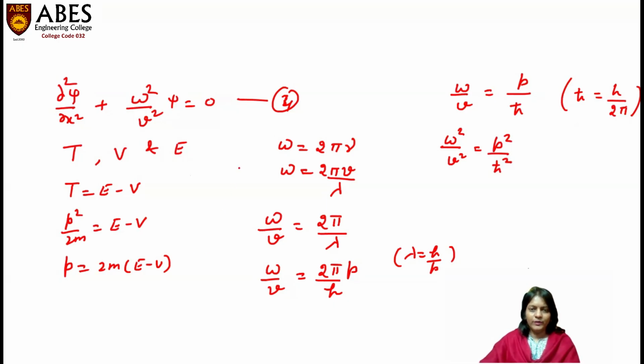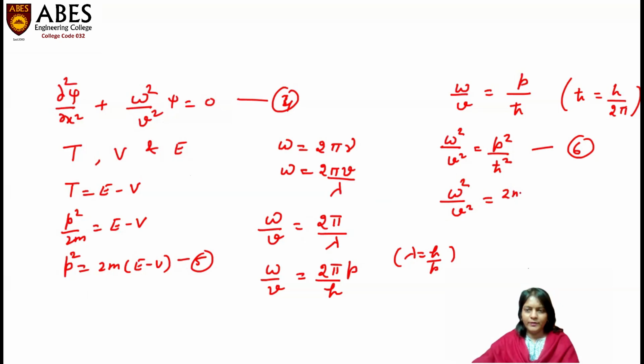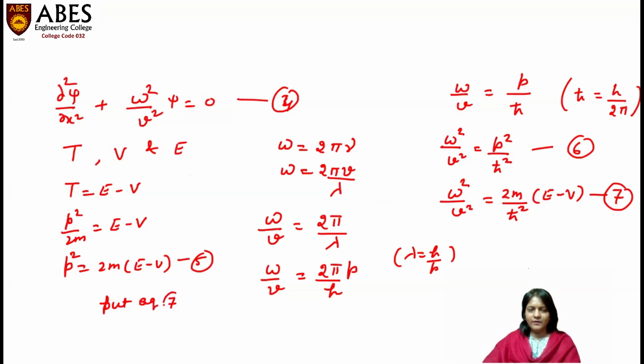We'll put this value in equation number 4. This is equation number 5, and this is equation number 6. So put the value of equation number 5 in equation number 6. It becomes, in place of p square, I will put 2m upon h cross square (E minus V). And this is equation number 7. Now finally, put equation number 7 in equation number 4.